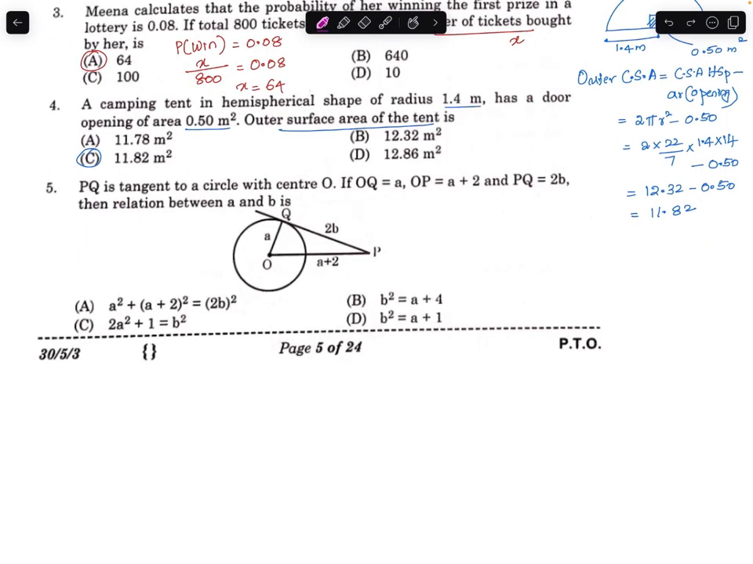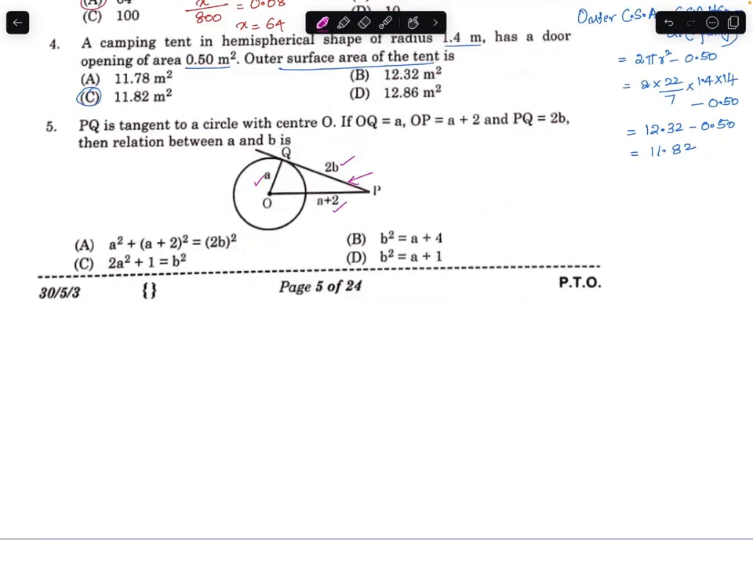Question number 5 says, PQ is a tangent to a circle with center O. If OQ is A, OP is A plus 2, PQ is 2B, then the relationship between A and B is. The angle formed by this radius and the tangent at the point of contact is 90 degree. Therefore, this triangle OQP is a right angle triangle. By applying the Pythagoras, a plus 2 the whole square is equal to a square plus 2b the whole square.